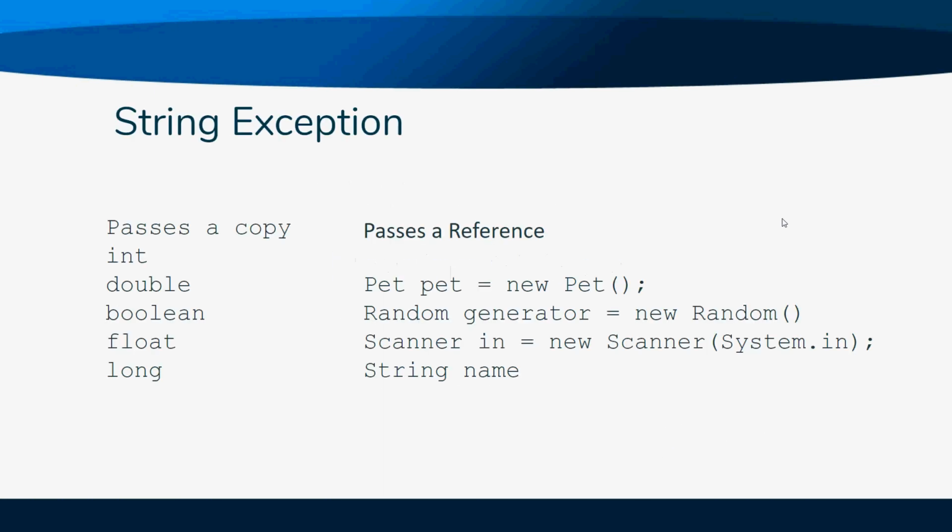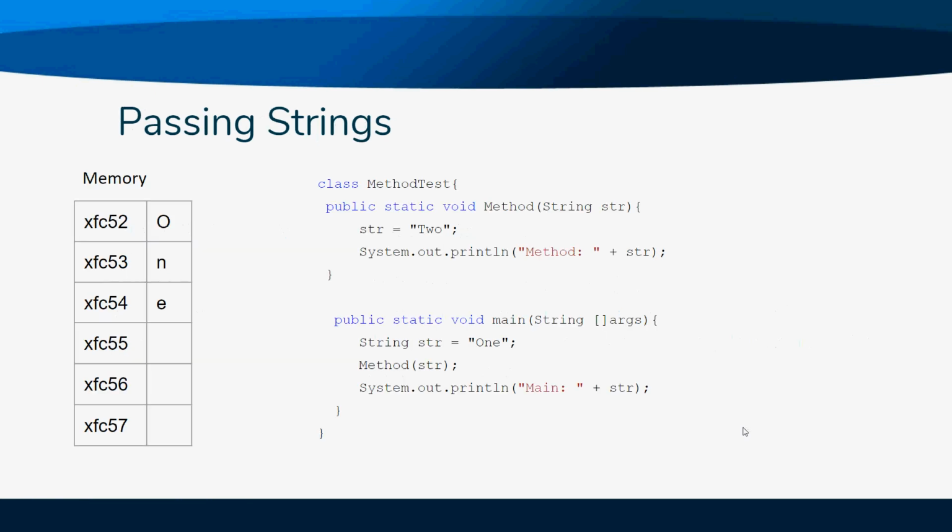Okay, now going back, a string is a little bit different. If we remember back, we've got passes a copy and passes a reference. That is true to an extent. So here I've got int, double, boolean, float, but string is over on this side. But I want to show you how a string behaves when it's passed to a method, because it's kind of a different beast. Okay, so here I have main again, string str equals "one". So what that does is it gives me this location in memory for my string.